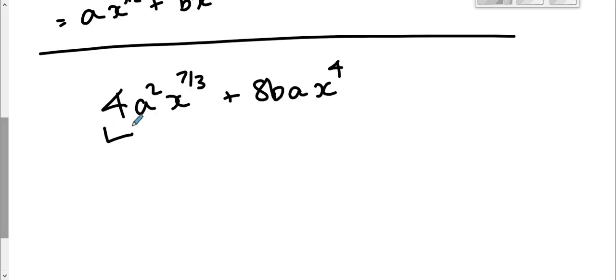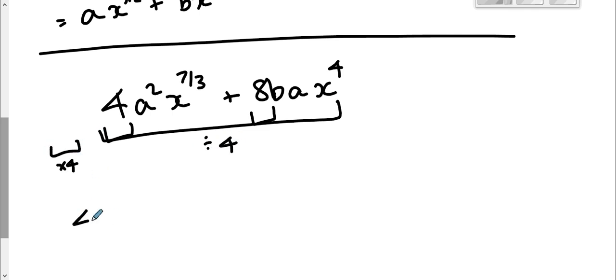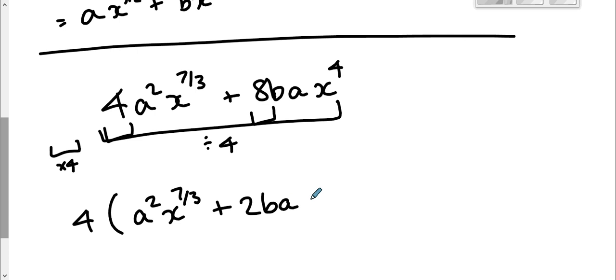So first of all, I notice that I can divide both of these by 4, as long as I multiply by 4 at the end. So that's going to give me 4 bracket a squared x to the 7 over 3 plus 2ba x to the 4th. So remember, 4 divided by 4 is 1, so there's an implicit 1 there, but you don't write it when it's a chain of products. And 8 over 4 is 2.